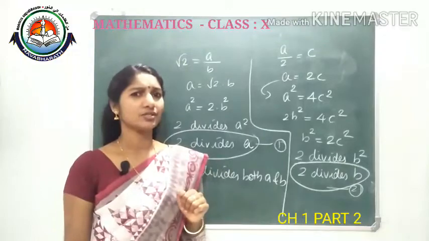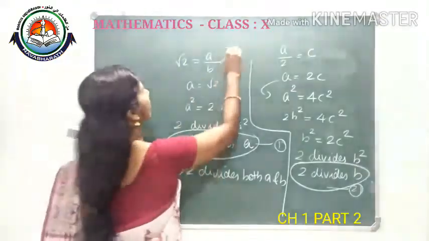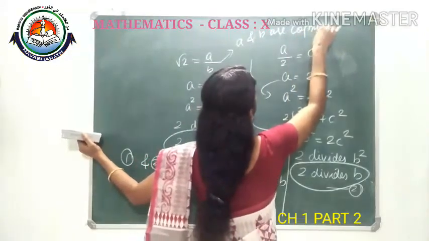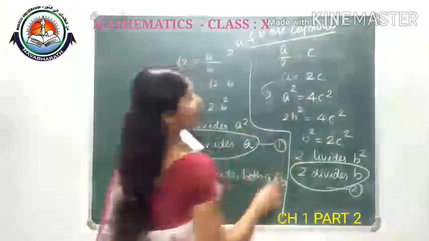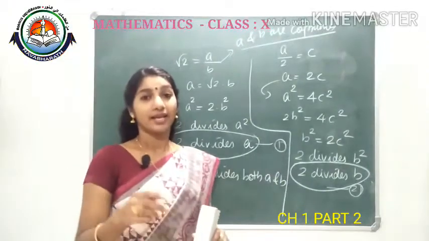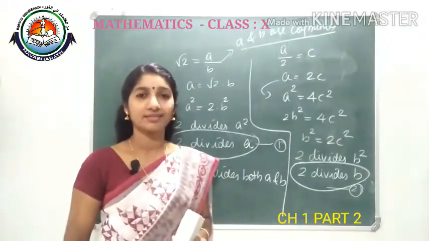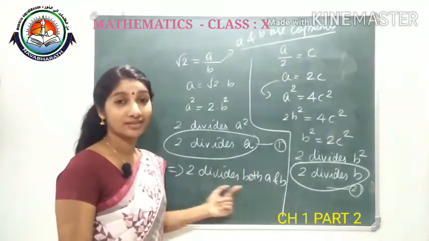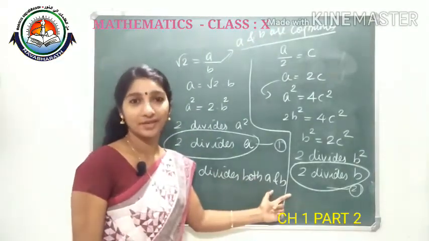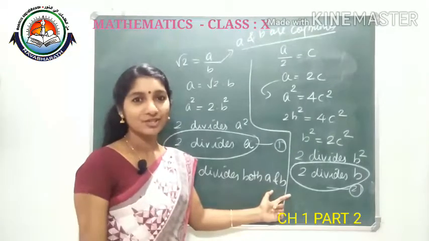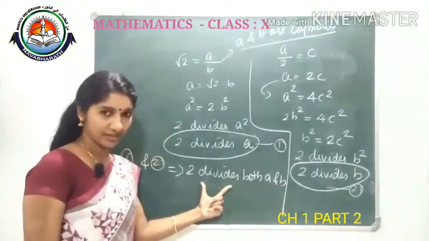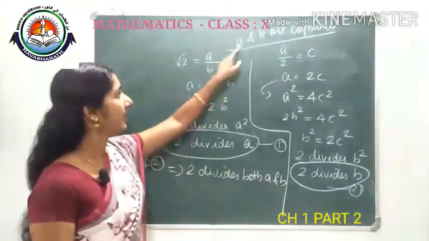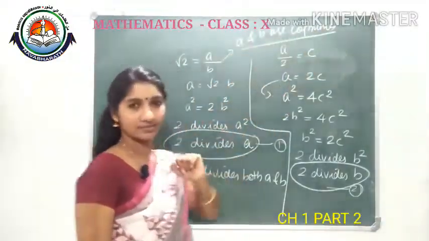See, but what we assumed? We assumed A and B are co-primes. What was co-primes? A and B do not have a common factor other than 1. But now we got that A and B have a common factor, that is 2. 2 is a common factor of A and B. Isn't it? So this statement makes a contradiction for the statement A and B are co-primes.